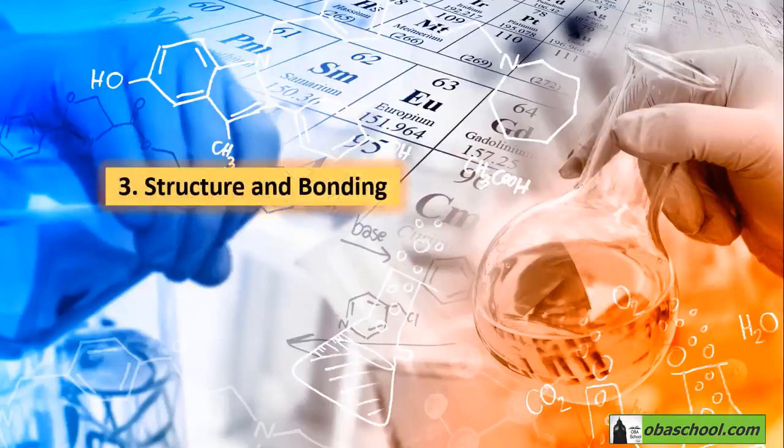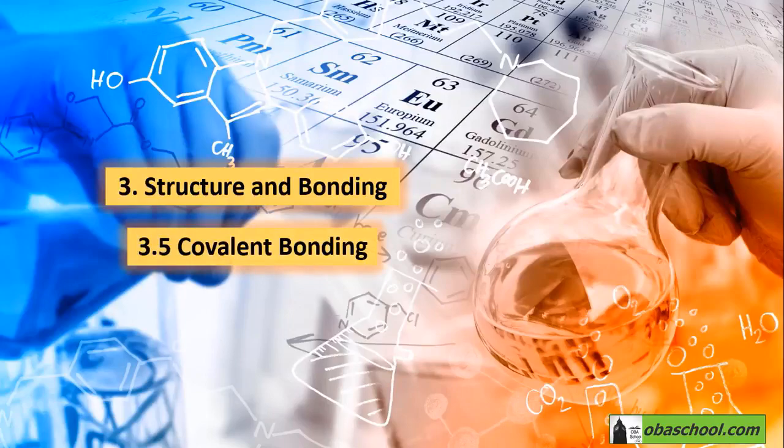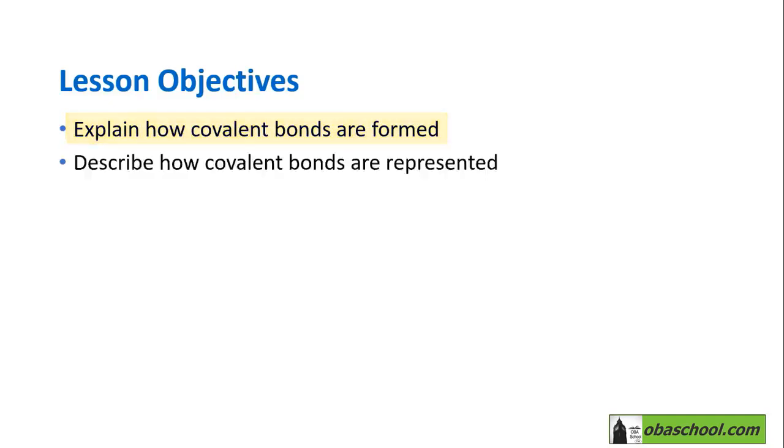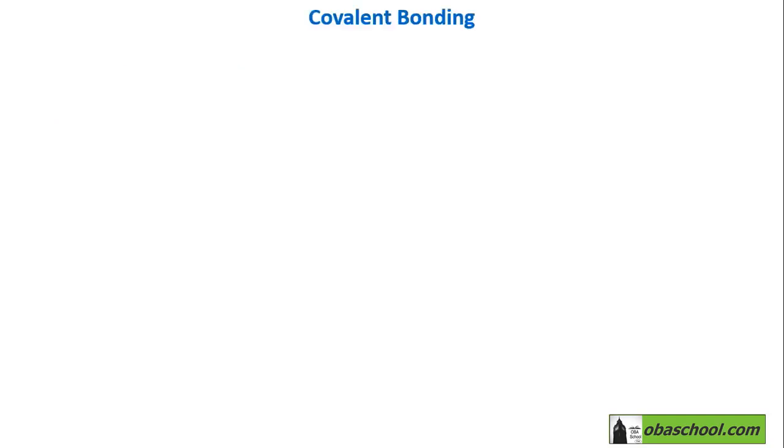Welcome back to Chapter 3, Structure and Bonding, Section 3.5, Covalent Bonding. By the end of this tutorial, you will be able to explain how covalent bonds are formed and describe how covalent bonds are represented. We will begin by discussing covalent bonding.